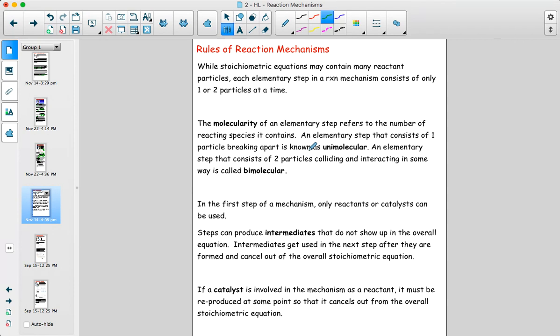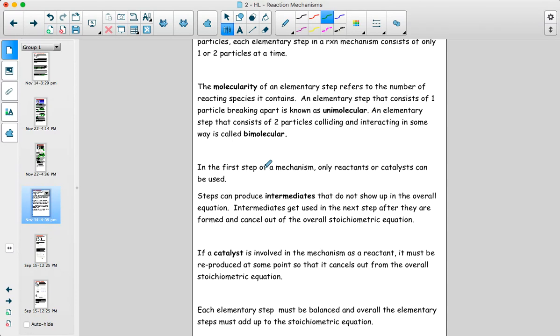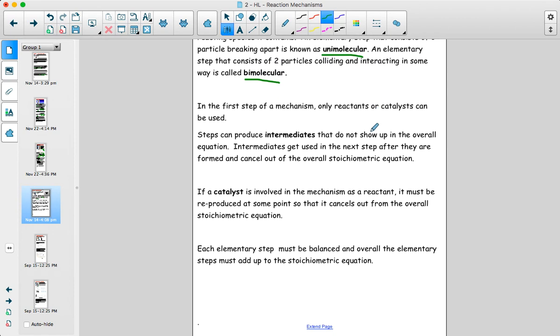It goes back to that idea of collision theory, and that really steps of reactions are only going to involve two particles colliding at once. So the molecularity of any particular step, that's a bold-faced vocab term, talks about how many reactant species are involved in that step. And so a step that consists of one particle breaking apart is known as a unimolecular step, while one that contains two particles is called a bimolecular step.